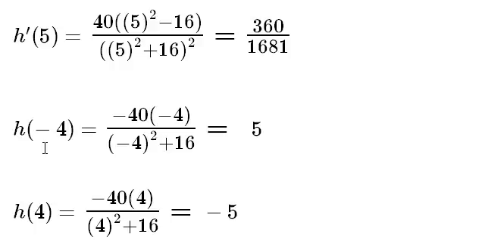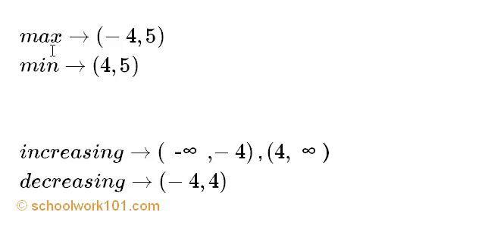So now we want to find the actual point here. I plug -4 now back into the original function. We get a y value of 5, and I plug 4 in, and we get a y value of -5. So we can say that there's a maximum occurring at (-4, 5), and a minimum occurring at (4, -5), and that this function is increasing from -infinity up to -4, and then from 4 to infinity. Some people use a union symbol right here, union in these two sets, but I just used a comma.